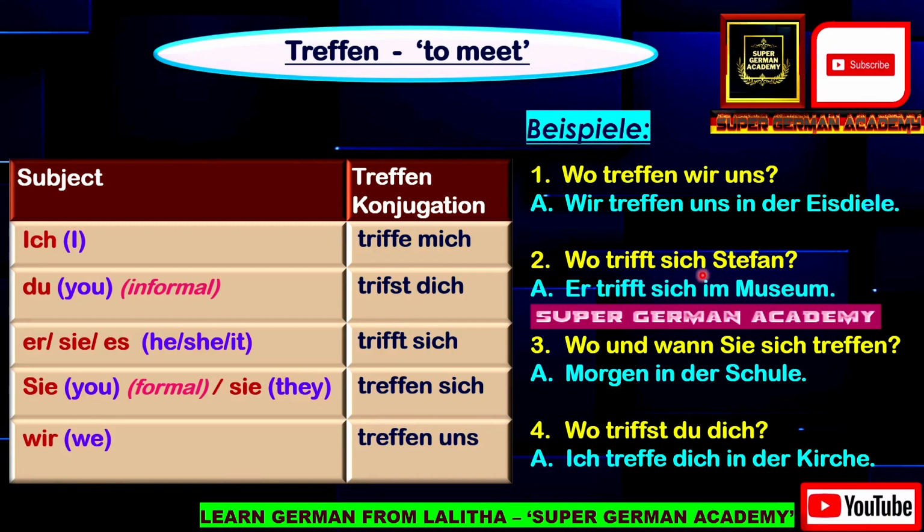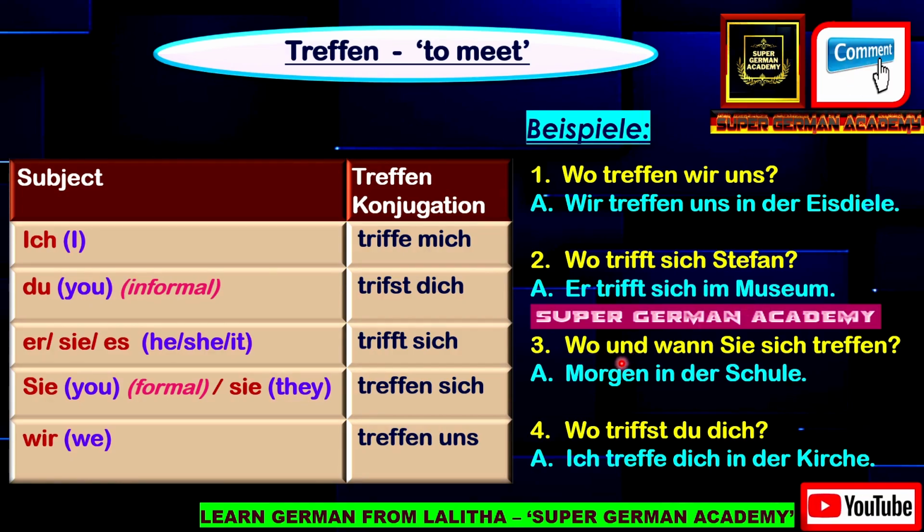So, wo trifft sich Stefan? Where does Stefan meet? Stefan means he here, no? So, for he it is trifft sich. So, wo trifft sich Stefan means where does Stefan meet? Here, trifft sich im Museum means he meets in the museum.